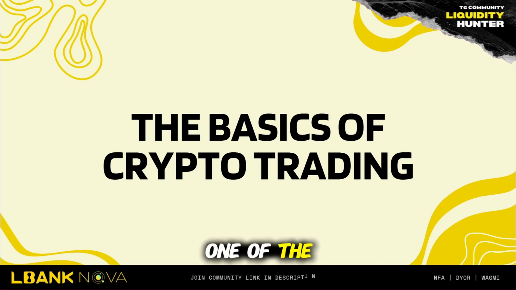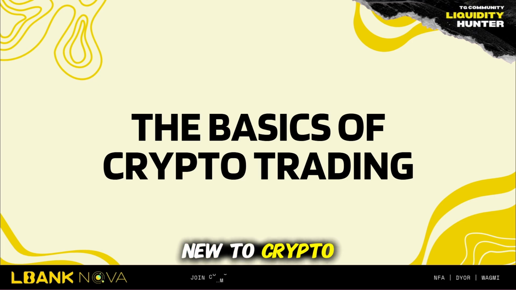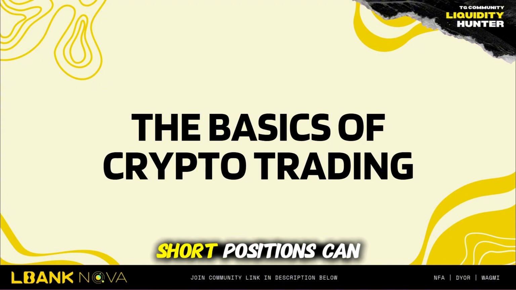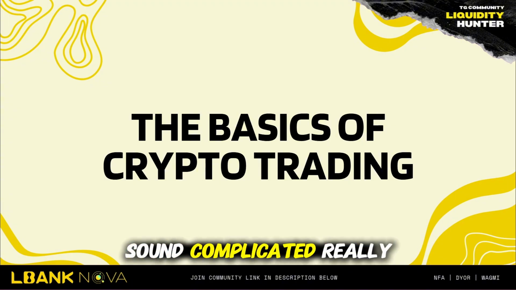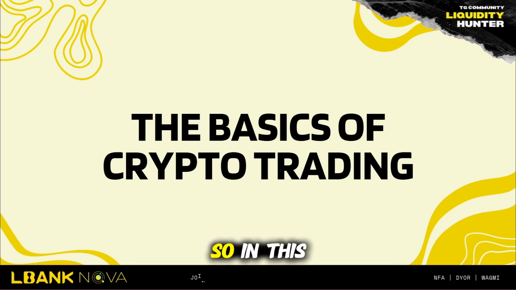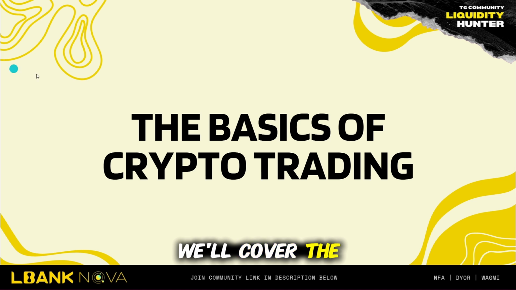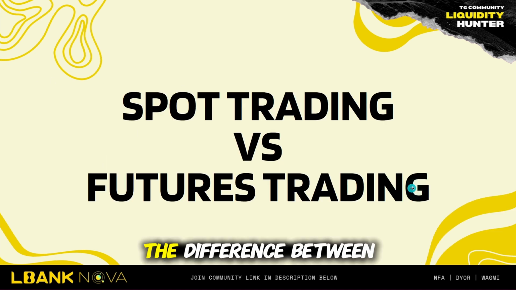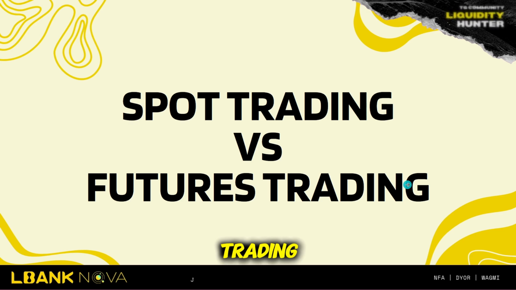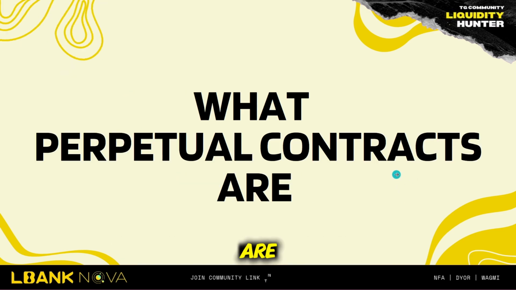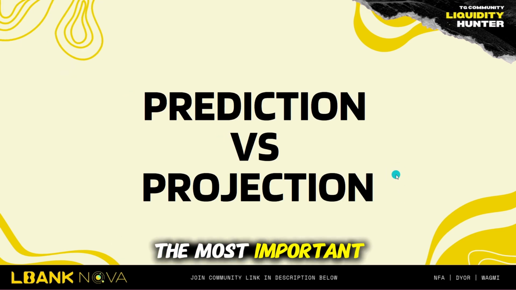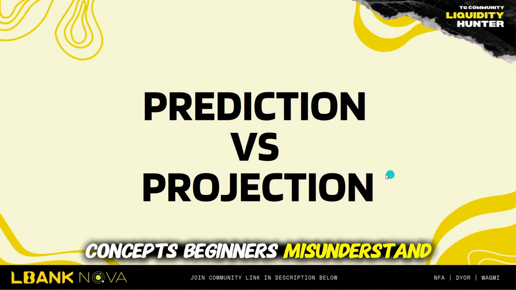Crypto trading is one of the fastest growing ways people try to make money online today. But if you're new to crypto, terms like spot trading, futures trading, long positions, and short positions can sound complicated really fast. So in this video, we're going to simplify everything. We'll cover the basics of crypto trading, the difference between spot and futures trading, what perpetual contracts are, and one of the most important concepts beginners misunderstand.